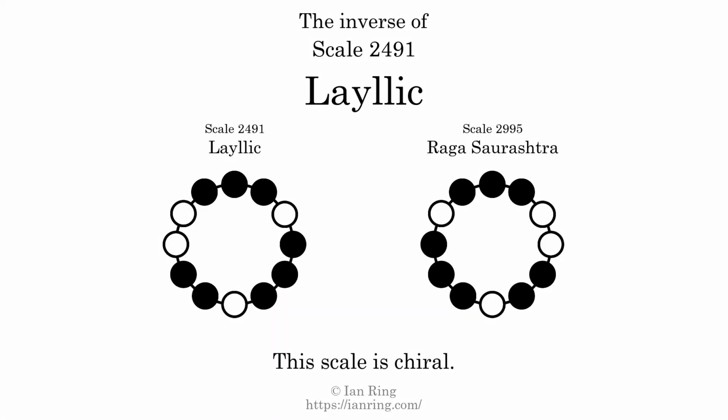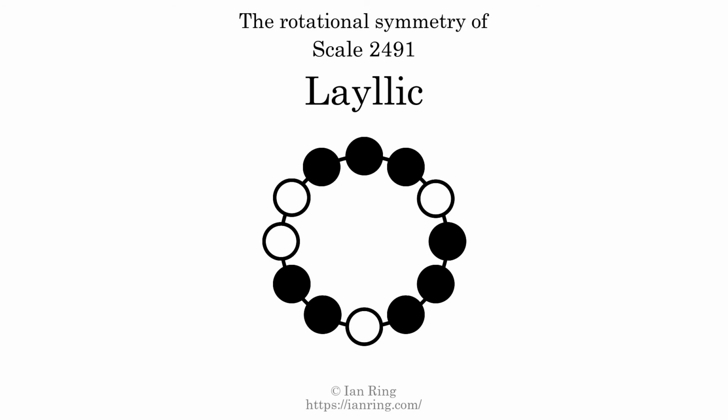The inverse of a scale is a mirror image. It is what you get when the sequence of intervals is reversed. The inverse of this scale is scale 2995, also known as Raga Sarashtra. This scale is chiral. It cannot transform into its inverse by rotational transformation. This scale has no rotational symmetry.